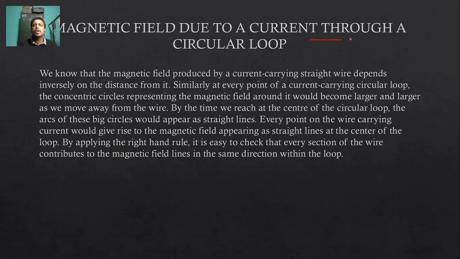Magnetic field due to a current through a circular loop. We know that the magnetic field produced by a current carrying straight wire depends inversely on the distance from it. If the distance is increased, then the magnitude is decreased.